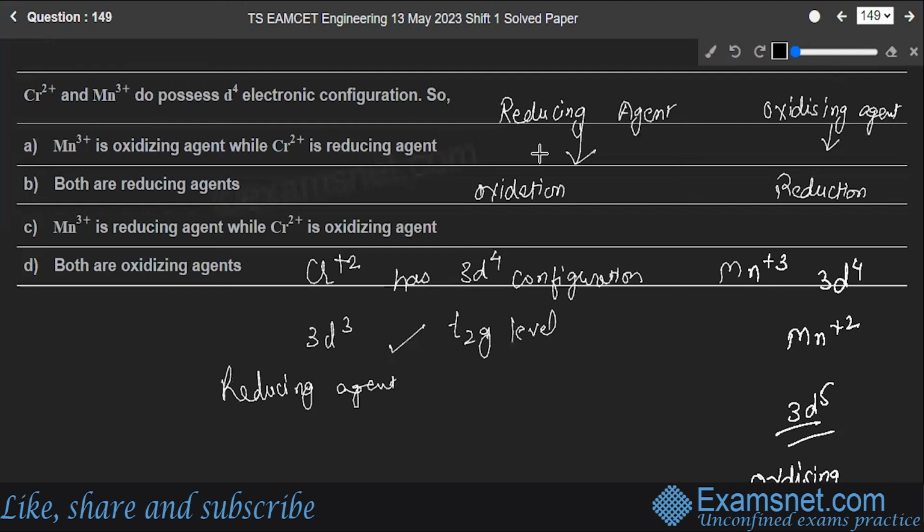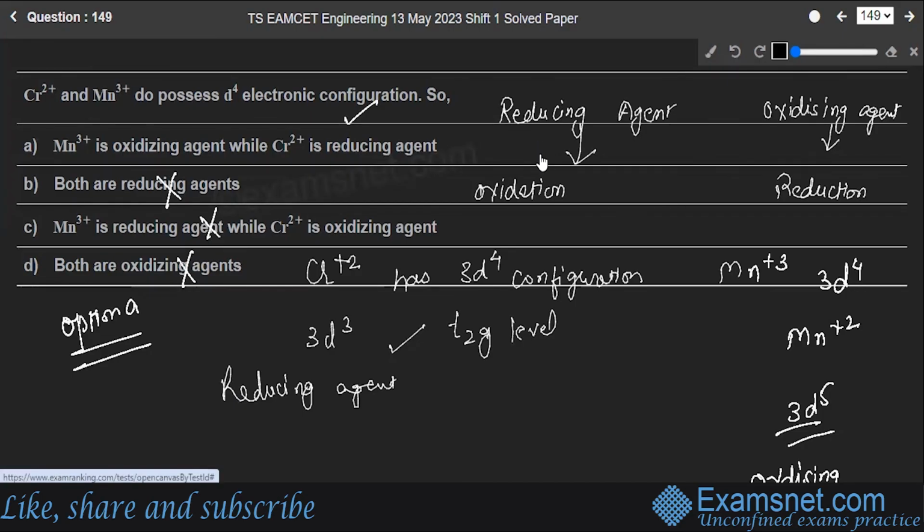So, this is correct. First option itself is correct. And we have the first option as the correct answer because both are reducing agents. This is wrong, and this is also wrong. Hope you understood that. Next is question number 150.